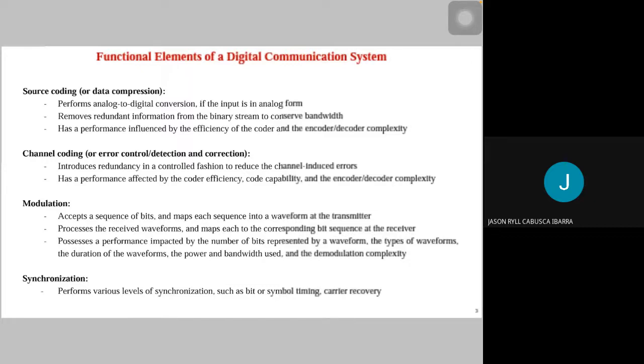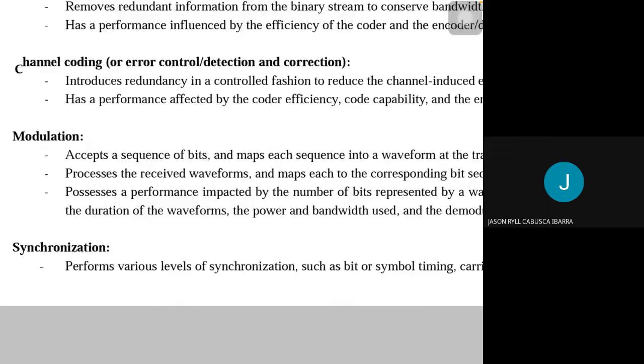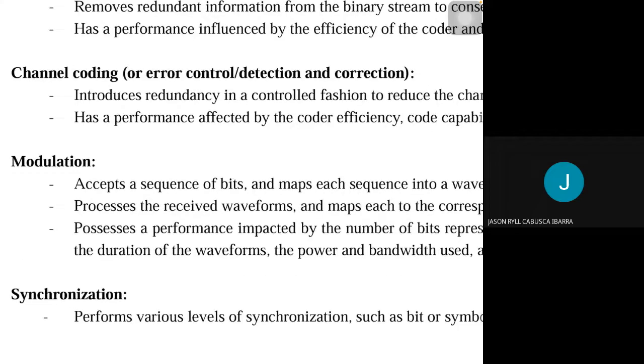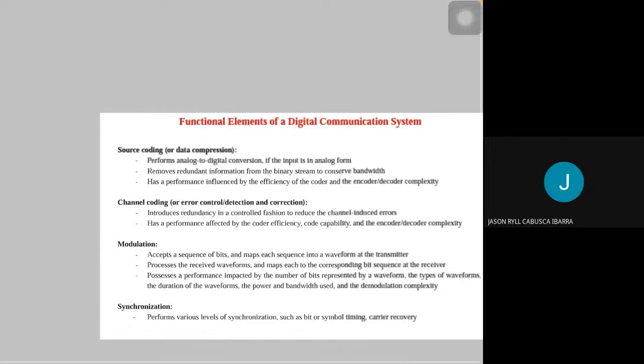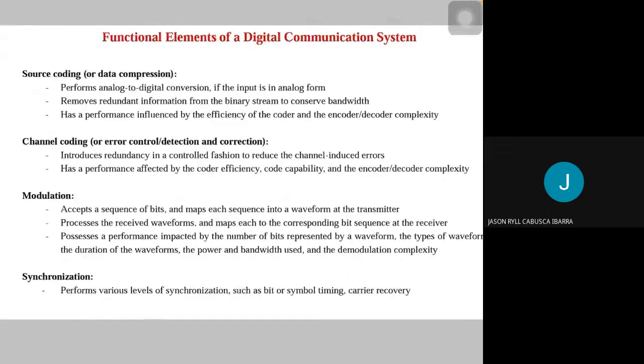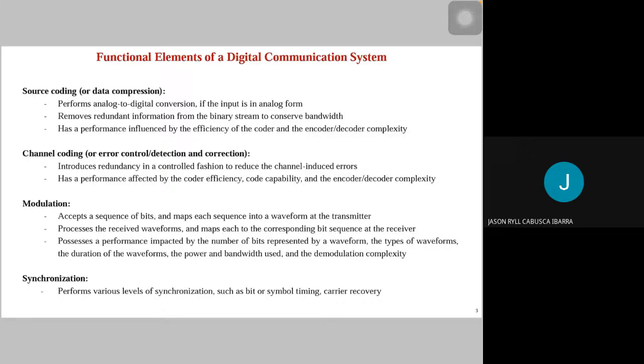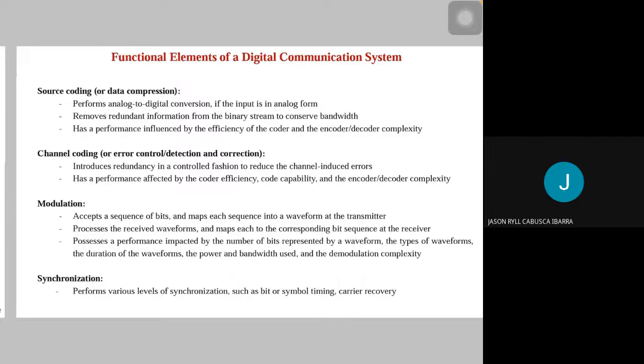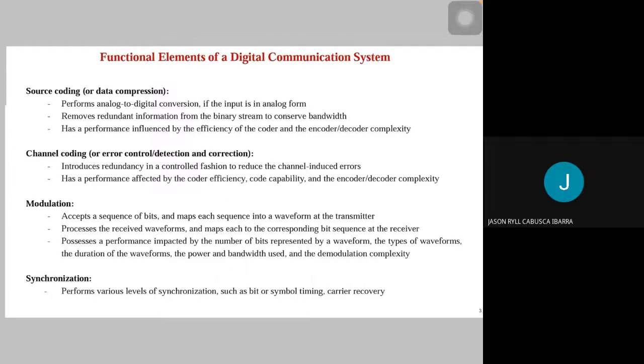Aside from the modulator, we also have synchronization circuits. They perform various levels of synchronization because we're dealing with bits and symbols, so there are timing circuits involved. The clocks, or clock circuits, must be synchronized. So we have synchronization processes also. These are the special or significant parts of a digital communication system that are absent in a purely analog communication system.